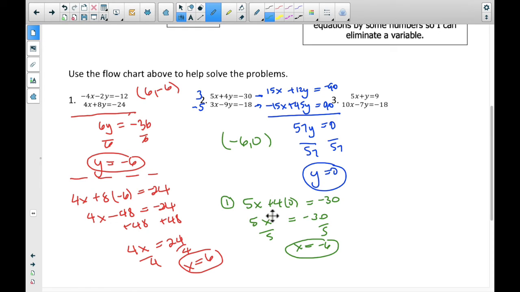I kind of just did it in the top one, so I need to check it in the bottom one. That's a -18 minus 0. Yes, it does work. It does check out.